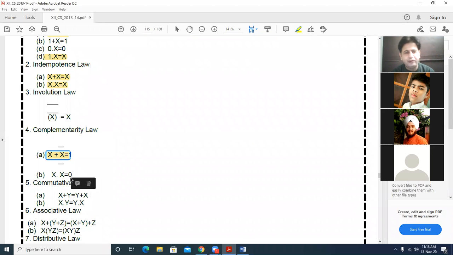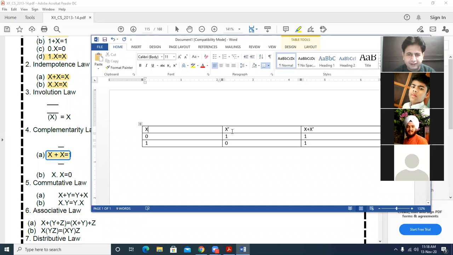And if we use x and x naught, it is equal to 0. So here is x, here is x naught, and we use here dot. Dot means AND. So look here, 0 and 1, because there is 1 0 and 1 1, here is a 0, and again 1 and 0, here is a 0. So it is always equal to 0. So if you have any doubt, discuss with me, beta.